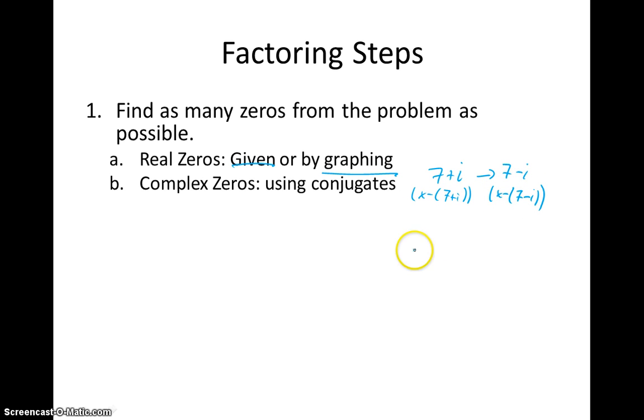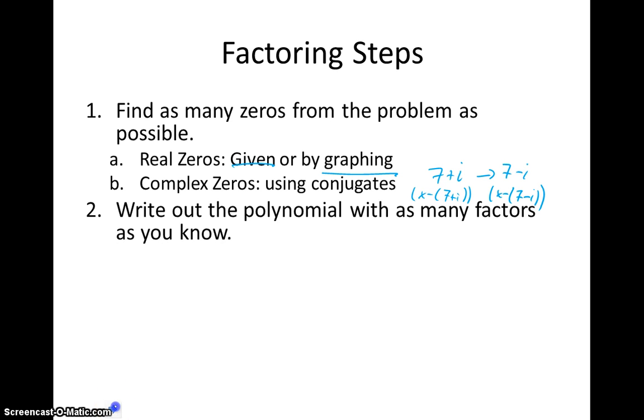So like I said, we're going to have some examples in the next video that deal with complex numbers because they get a little tricky. You just have to remember to keep everything straight. So the next step is to write out the polynomial with as many factors as you know. So in the example that we had, we started that with x minus 3 times x plus 1. And then we said there's some other question mark here, and we don't know what it is. So that's how I always write it out.